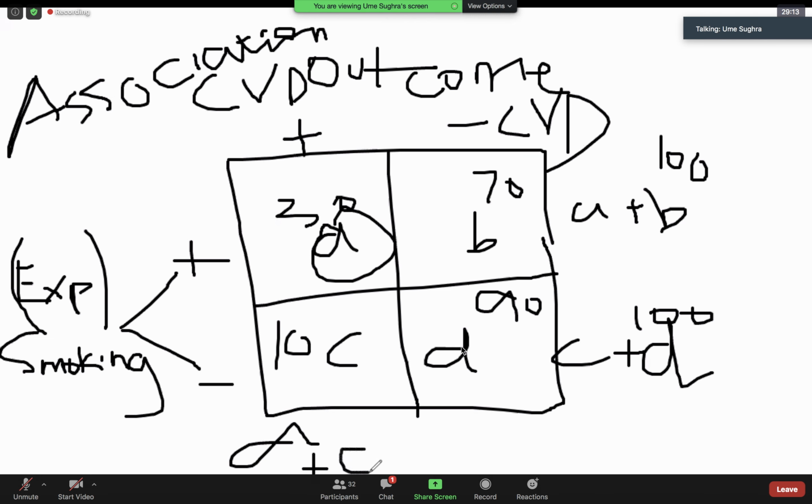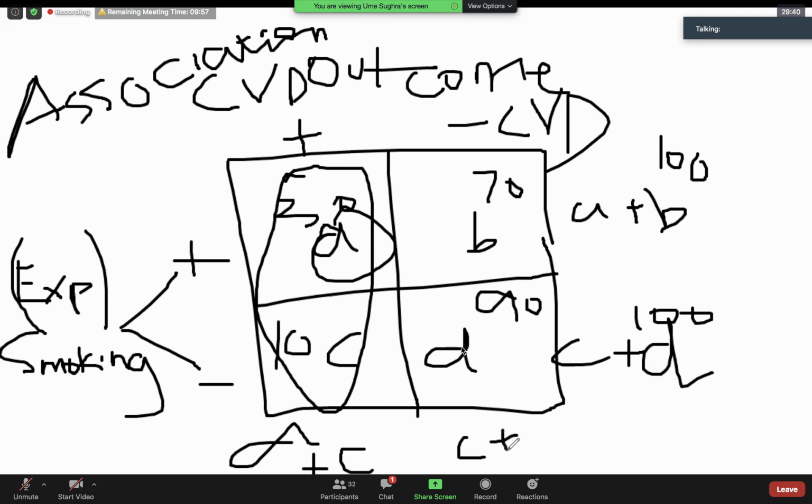So if we say A plus C, these are all those who are diseased, so we call it the diseased column. Just look at the top, the positive outcome. The way we said that A plus B are all those who are exposed, and C plus D are all those who are non-exposed, similarly A plus C are all those who are diseased, and B plus D are all those who are non-diseased, or those who are healthy.